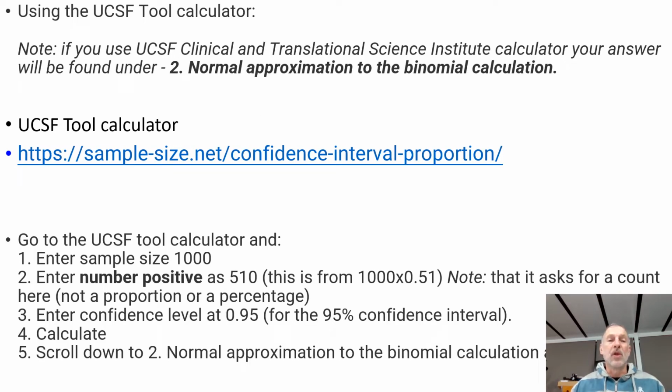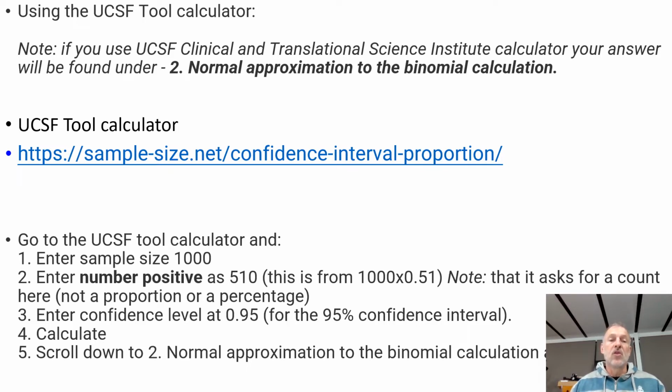People, now we're going to use the UCSF tool calculator. And note, if you use the UCSF Clinical and Translational Science Institute calculator, your answer will be found under 2, Normal approximation to the binomial calculation. In other words, you won't find it at 1, you will find it under 2. So the UCSF tool calculator, there's the link that I've given you. So you can just go to your PDF slides and press Ctrl Enter and it will take you to this tool.